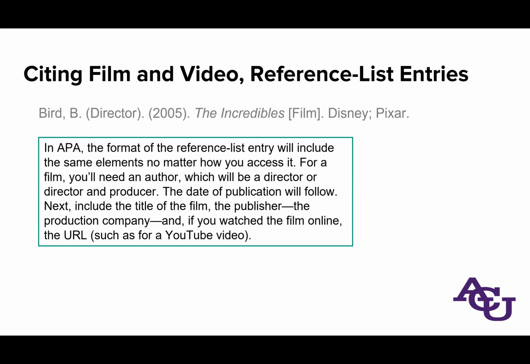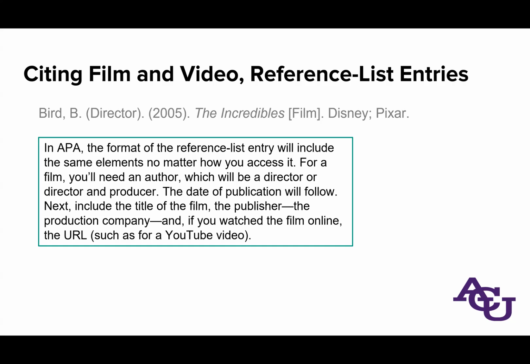So let's also look at how to cite a film or video in your reference list entry on the references page. This example here is following the 7th edition of APA. And you'll begin with the same surname that was in the in-text citations. That way your readers can easily locate this entry in your references page when they see the in-text citation with Bird inside it.